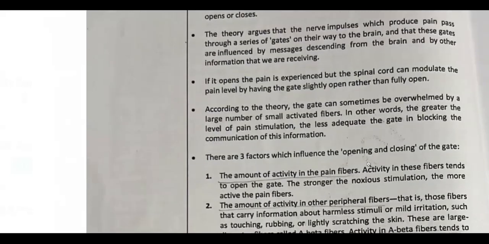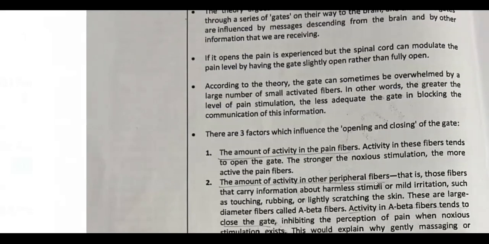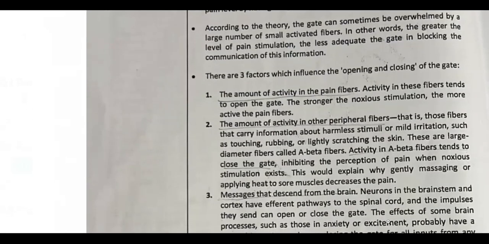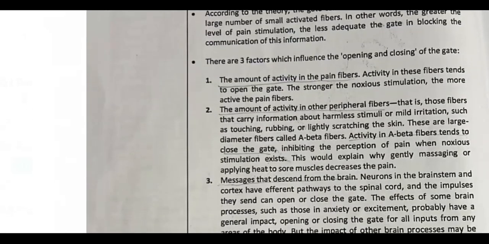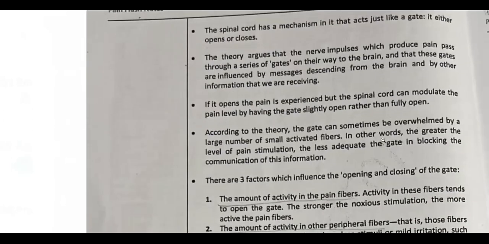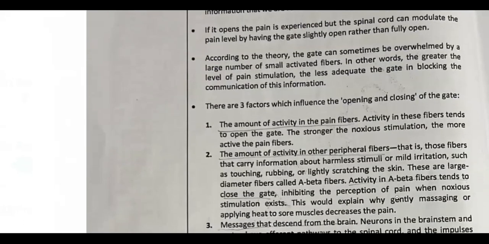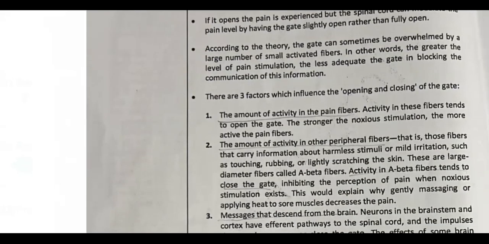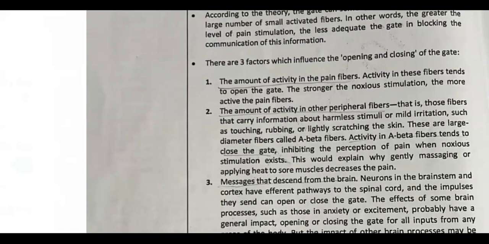There are three factors which influence opening and closing of the gate. So the amount of activity in the pain fibers. Let's just say that pain is connected by small fibers, like when we are making a thermocol model, it is connected with small balls of cotton, right? So similarly, pain fibers are very small fibers which create that pain. Okay, so they're saying if there's a lot of pain, eventually the gate will open. That's one thing. The second thing is the amount of activity in the peripheral fibers.